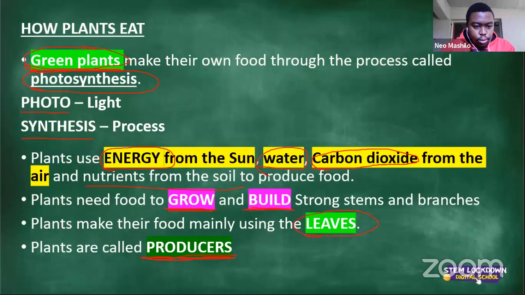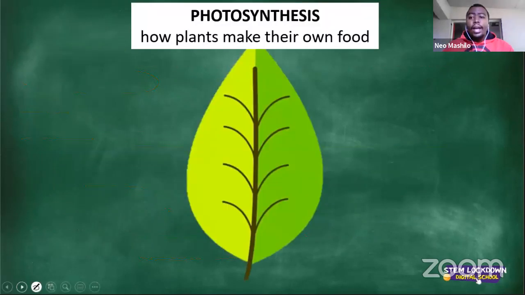Next, we're going to look at how exactly plants make their own food. And this is the process of photosynthesis.